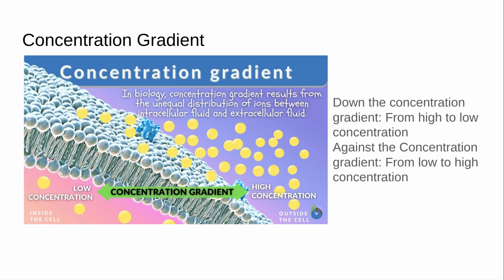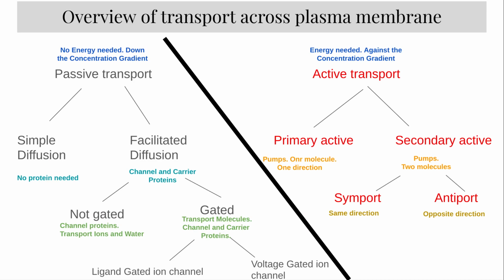So think of moving a boulder up the hill. You're just rolling it up the hill. You're definitely going to expend energy. So you're moving against the concentration gradient. Right? So here's a long distance overview of the different types of transport across plasma membrane.